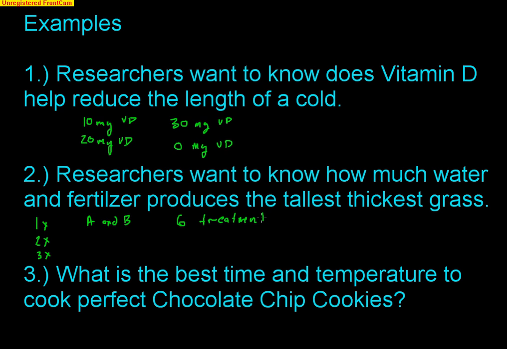Okay, so let me list them all for you very carefully here. So the first would be fertilizer A, 1 time a day, A 2 times a day, and A 3 times a day. Then we got B 1 time a day, B 2 times a day, and B 3 times a day. So we actually have 6 treatments given out. Fertilizer A, watered once a day. Fertilizer A, watered twice a day. Fertilizer A, 3 times a day with water. B 1 time with water. B 2 times with water. B 3 times with water.